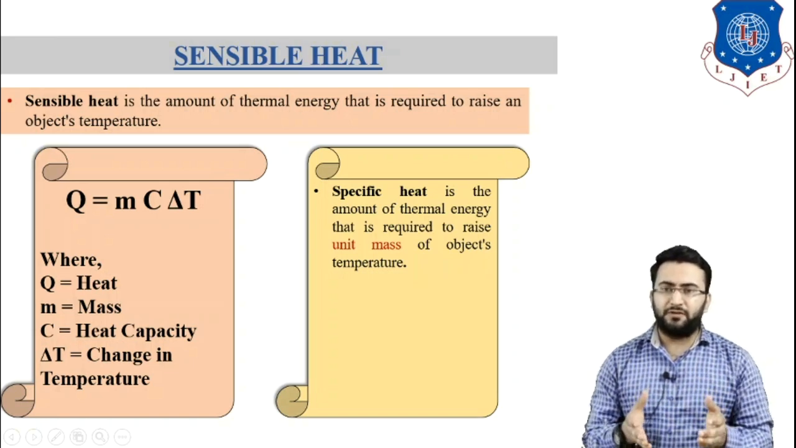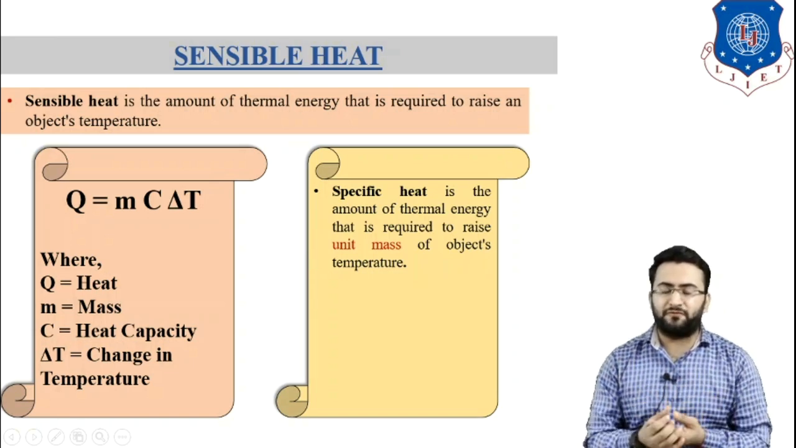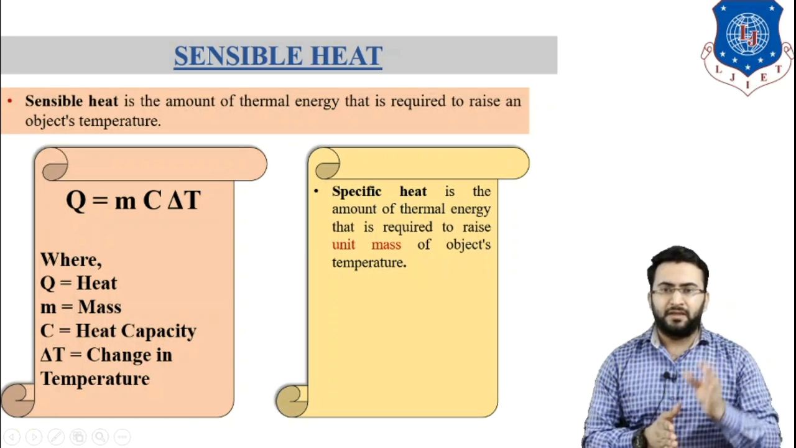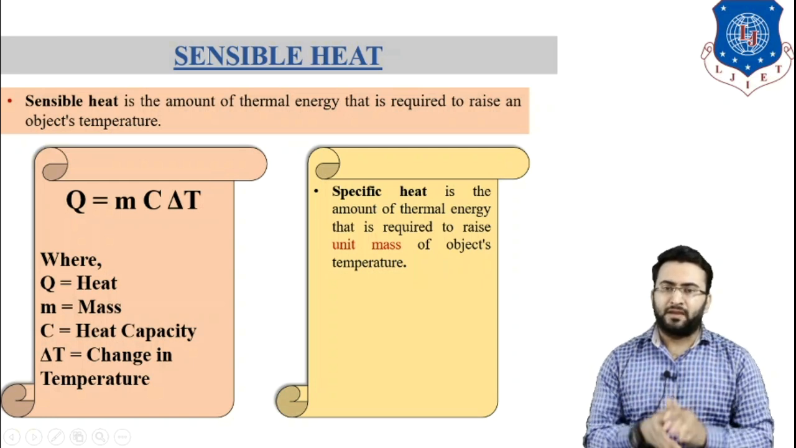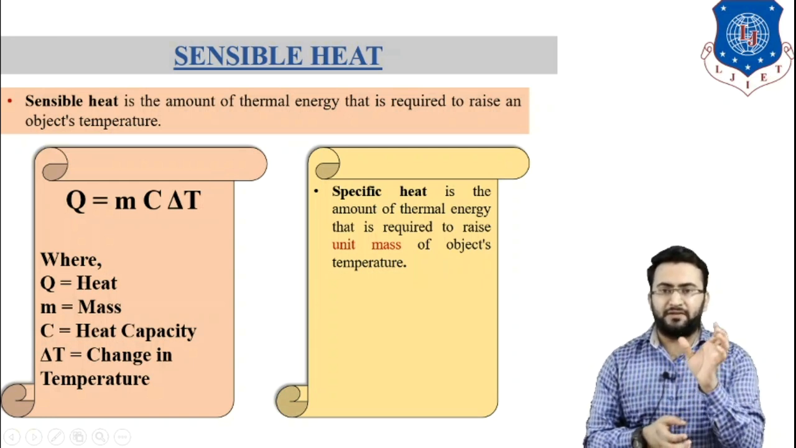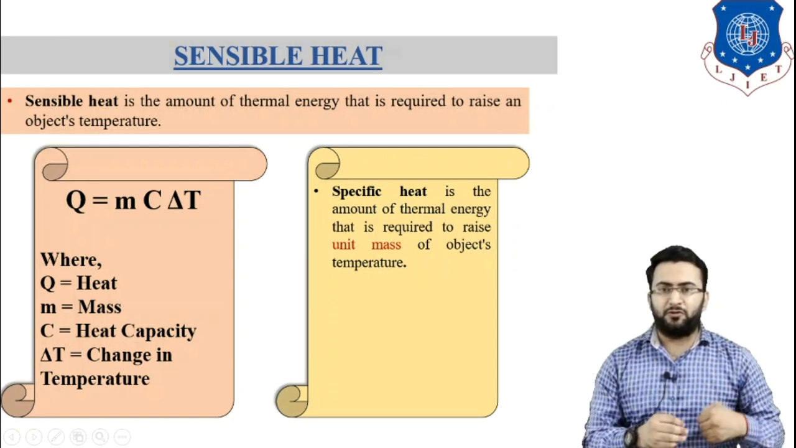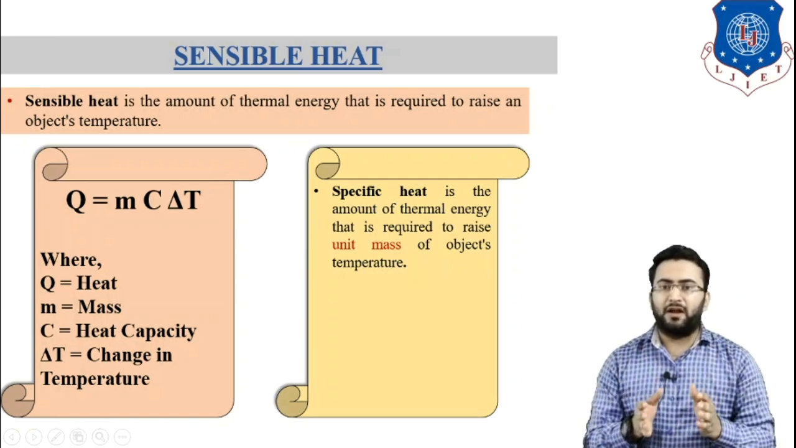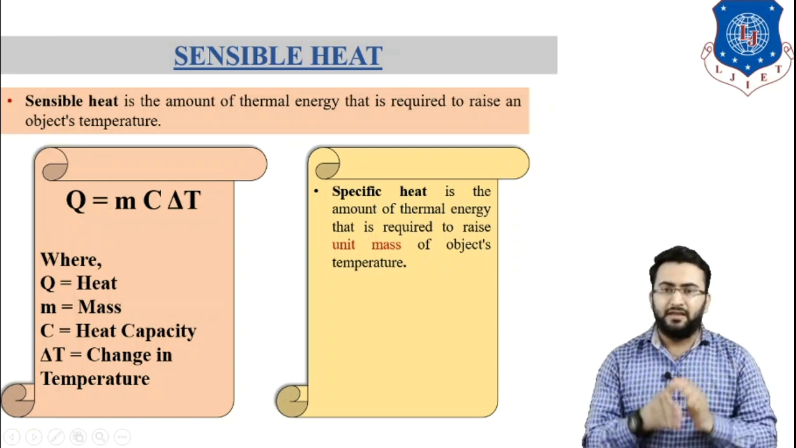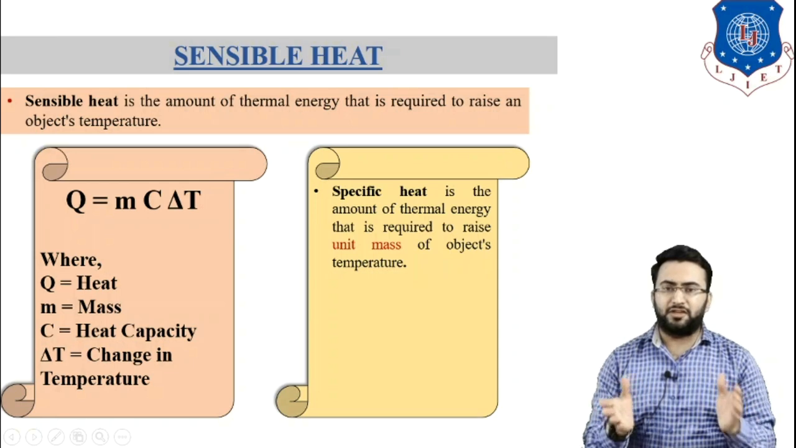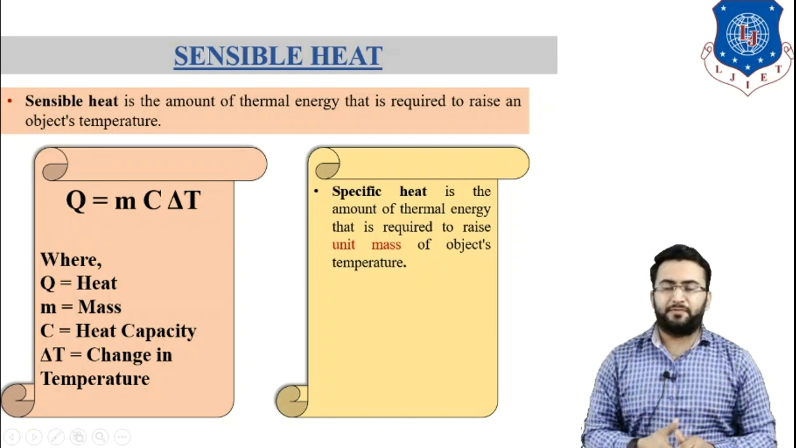So what is the difference between sensible heat and specific heat? In sensible heat, there is no fixed amount of mass, whereas in specific heat, there is a fixed amount of mass, or we can say a specific amount of mass. So in specific heat, we fix the amount of mass of a particular substance or object to which we are going to apply heat, and the heat required to raise the temperature of that fixed amount of mass is known as specific heat. So this is the basic difference between sensible heat and specific heat.